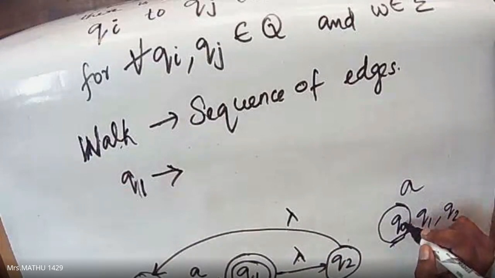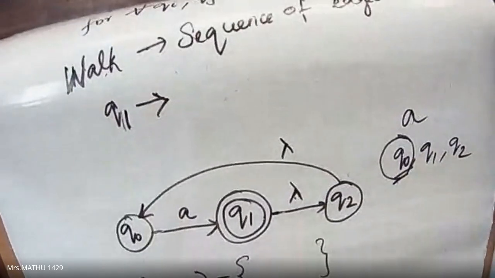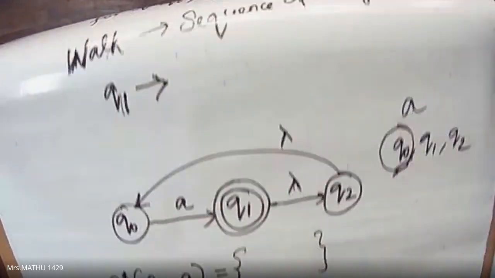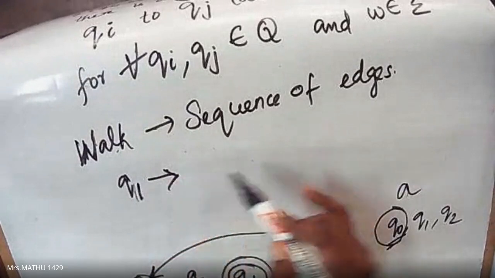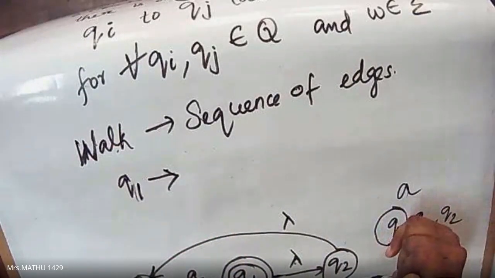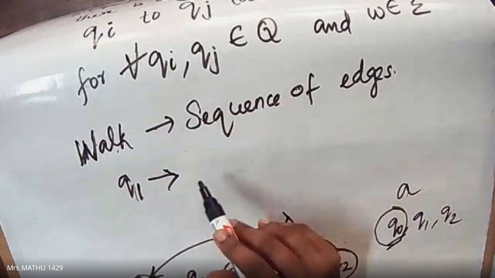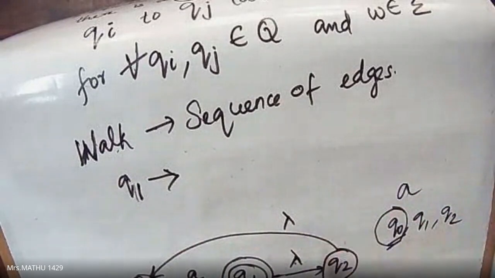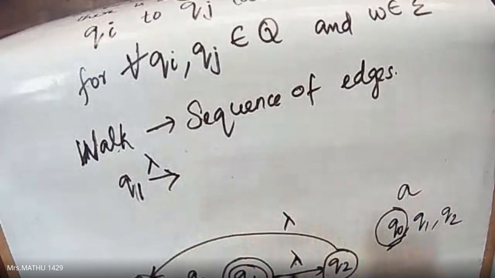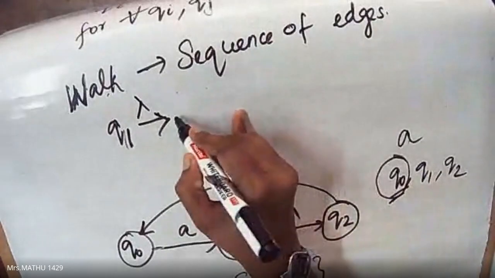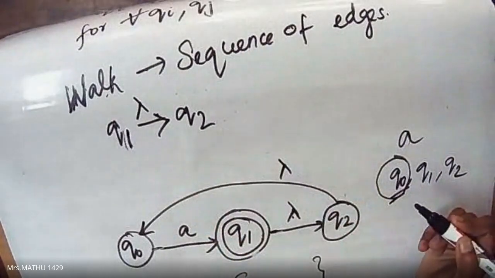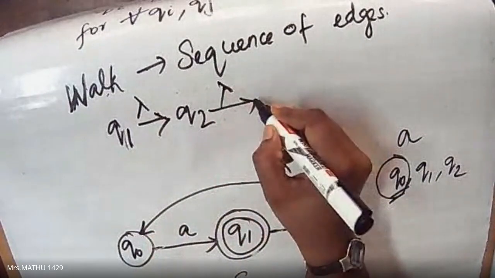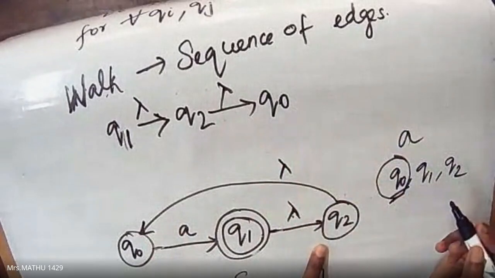So first let us start with Q0. According to the transition function, you have to start your transition from Q1. Now you check from Q1, will you be able to reach Q0, and in that walk, whether you are able to read the input symbol A. From Q1, by an empty transition, I am moving to Q2. From Q2, again by an empty transition, I am moving to Q0.